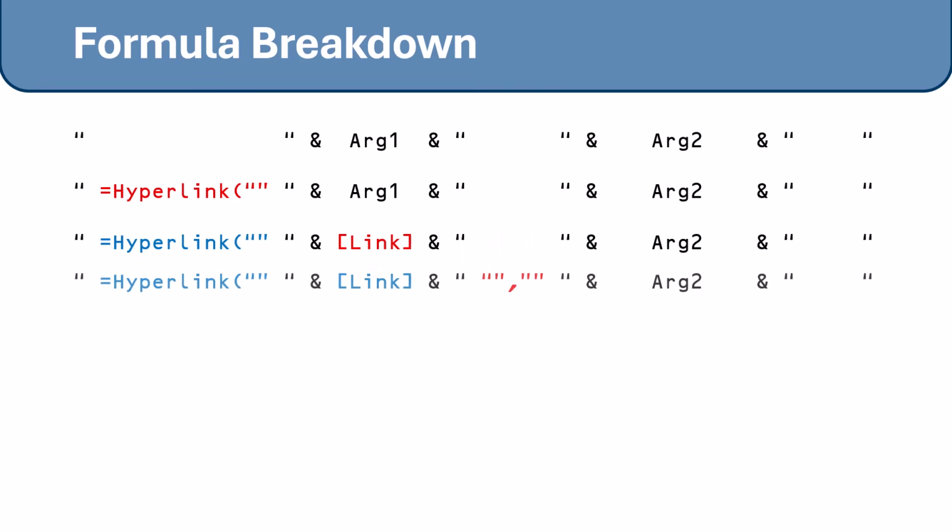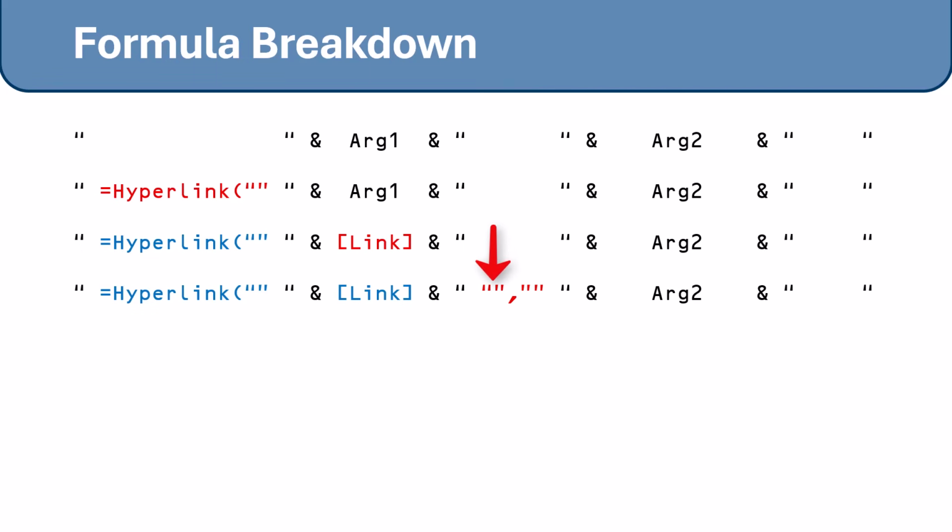That has to be concatenated to a set of double quotes, followed by a comma to separate the first argument from the second argument, and then an opening double quote for the second argument. The closing double quote for the first argument and the opening double quote for the second argument are represented by double quotes.